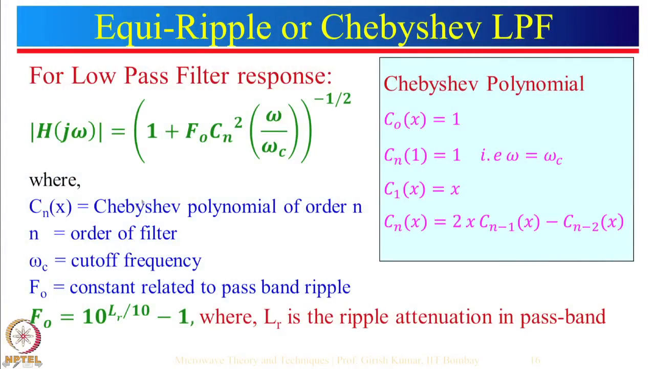Okay. So, n of course is the order of the filter as before, and omega c is the cutoff frequency. And what is f0? f0 is a constant related to the pass band ripple. In fact, you can choose how much ripple you want in the pass band. Generally speaking, at low frequency, most of the time they define minus 3 dB as the pass band ripple.